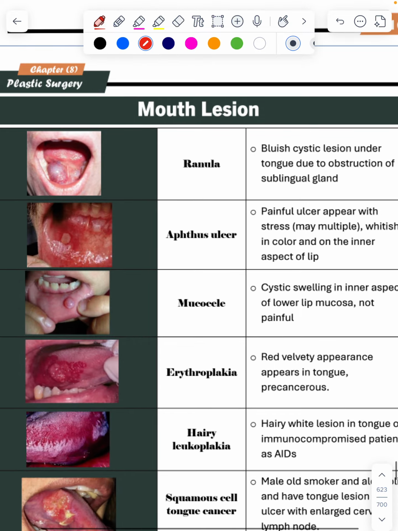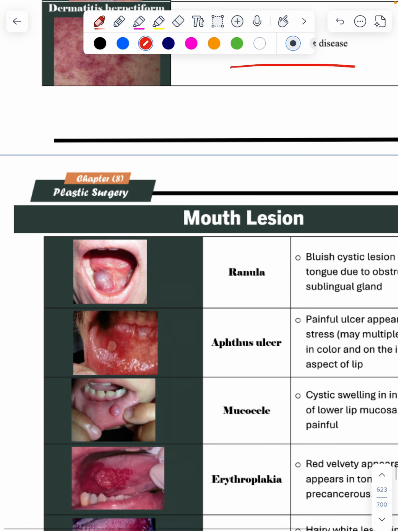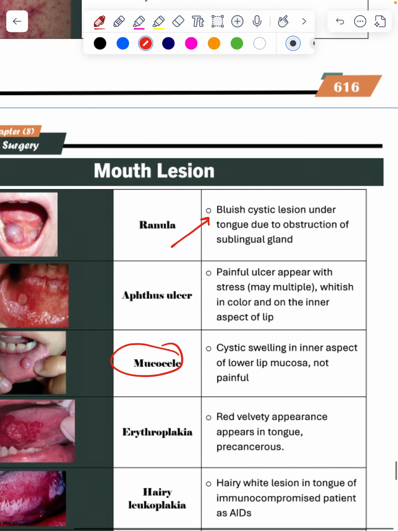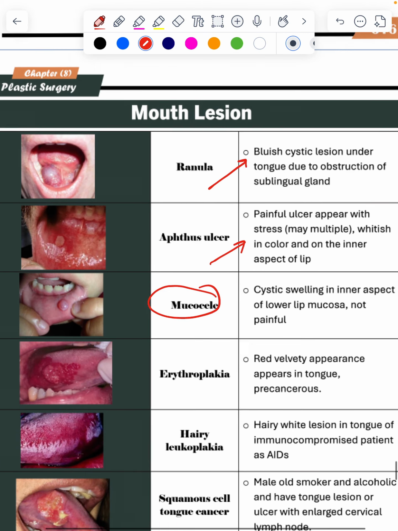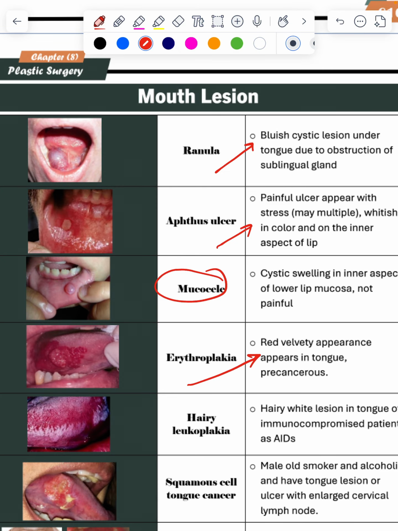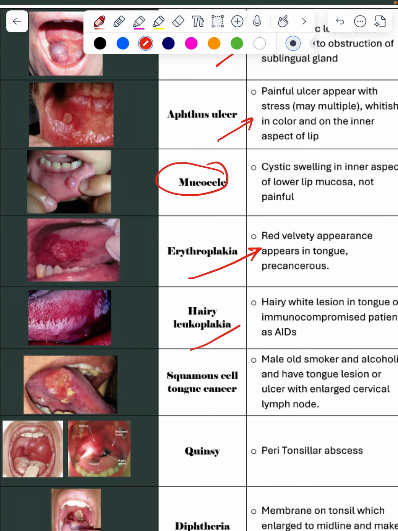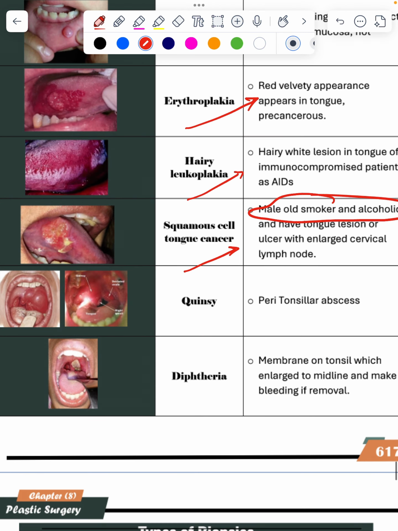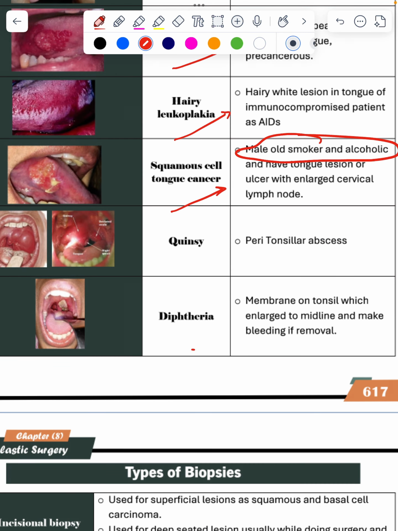So what are the mouth lesions? You see a bluish cystic lesion under the tongue. One thing. Second, this is mucocele, just swelling in the inner aspect of the lip. Aphthous ulcers, stress ulcers. Reddish, velvety patch on the tongue: erythroplakia. Hairy leukoplakia: immunocompromised. Squamous cell carcinoma of the tongue, most common in older smokers, alcoholics, with enlarged cervical lymph node. Peritonsillar abscess, quinsy. Diphtheria: membranous enlarged patch, midline, bleeding on removal of this patch.